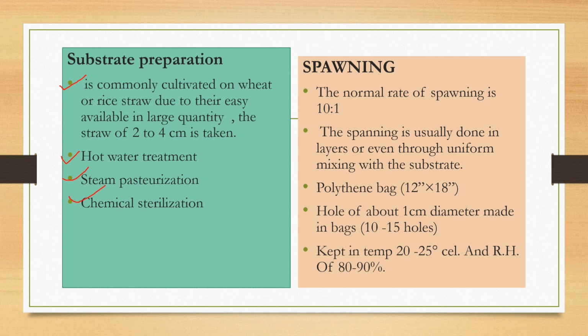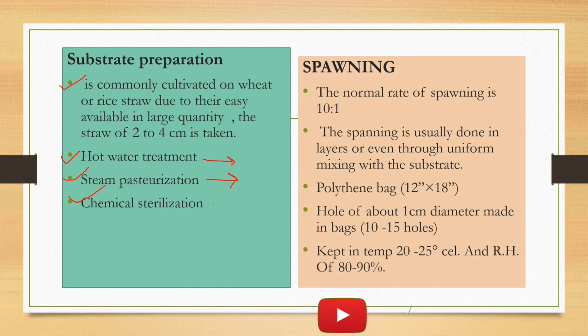So hot water treatment is that the wetted straw is dipped in hot water having a temperature of 80 degrees Celsius for 2 hours so that the straw becomes soft and the growth of the mycelium takes place easily. But this method is not used for large scale commercial cultivation. Now coming to steam pasteurization. So in this method, pre-wetted straw is pasteurized by passing steam through the straw for 2 to 3 hours. So this method is used for commercial cultivation.